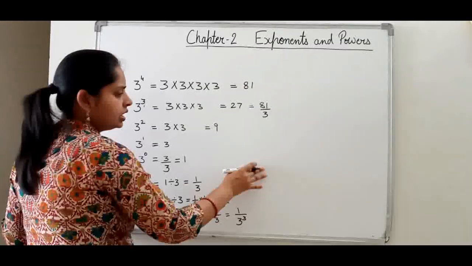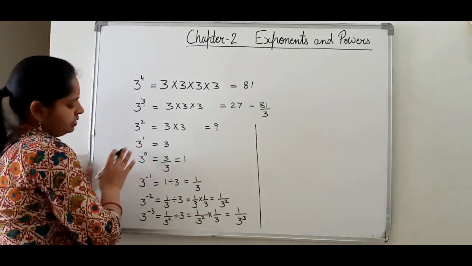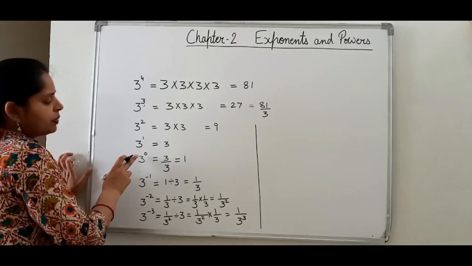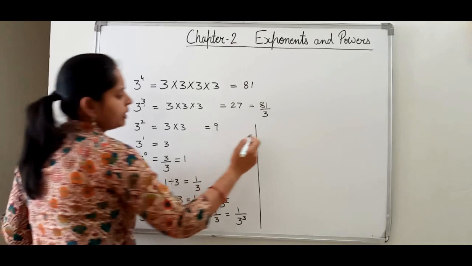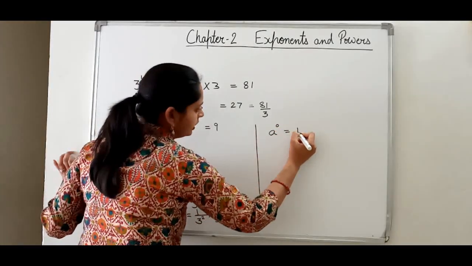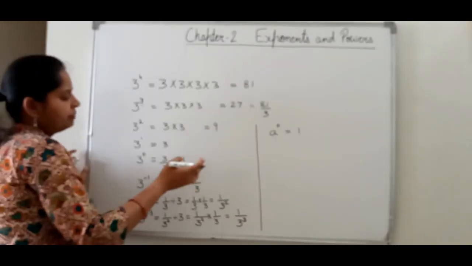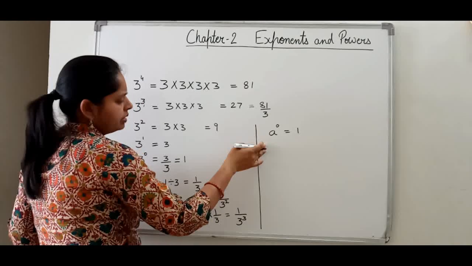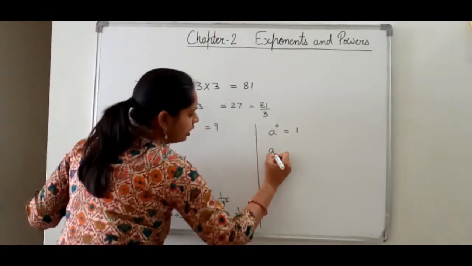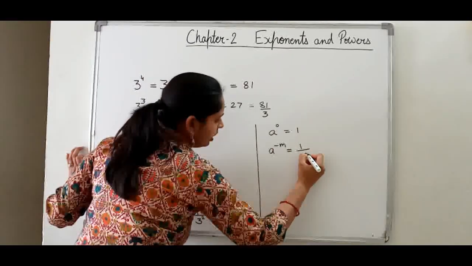You can also see from all the above examples, 3 to the power 0 is equal to 1, which implies any non-zero term to the power 0 will give you what? 1. A to the power 0 is 1, where a is any non-zero integer or rational number or any type of number. Also we conclude from this, a to the power minus m is equal to 1 upon a to the power m.